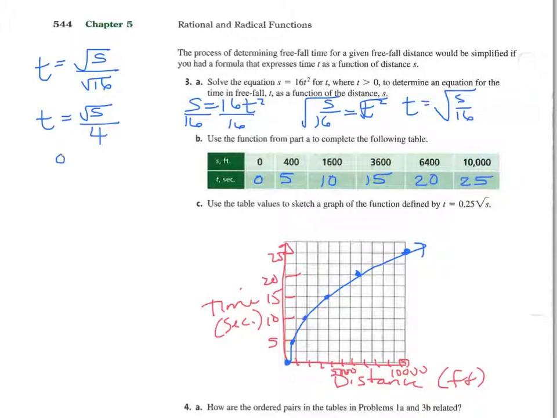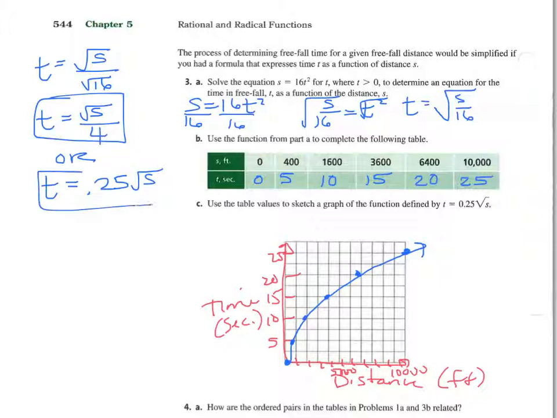Or to this. Both of those are equally as good. This one right here and this one right here. But by separating that radical into top and bottom, I was able to at least take the square root of 16. So this function and the original one that we started with, s equals 16t squared, are the same exact equations, just solved for a different variable.